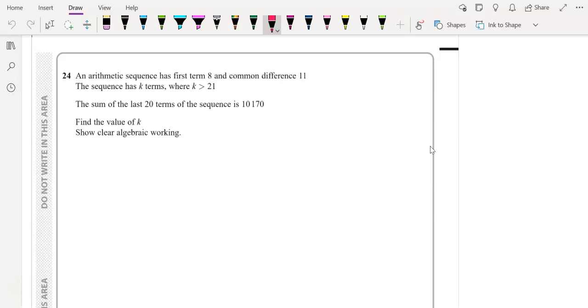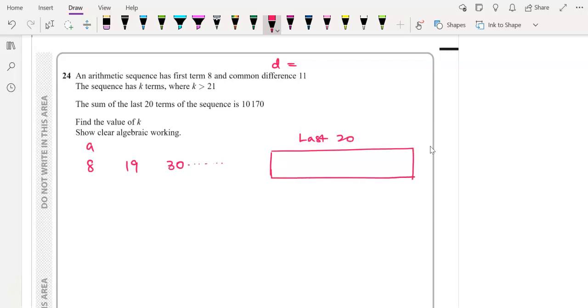So your first term is 8 and the common difference is 11. So difference is 11, so it means it is increasing by 11. So 8 plus 11 is 19, plus 11 is 30. So this is our sequence. But when you add up the last 20 terms of this sequence, the information given is that the total is 10170.